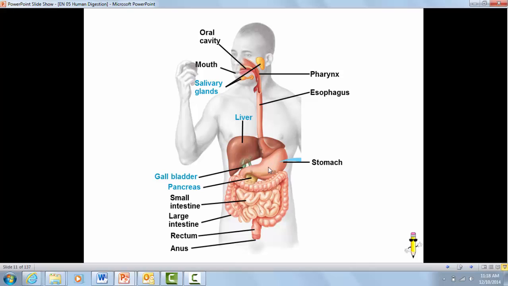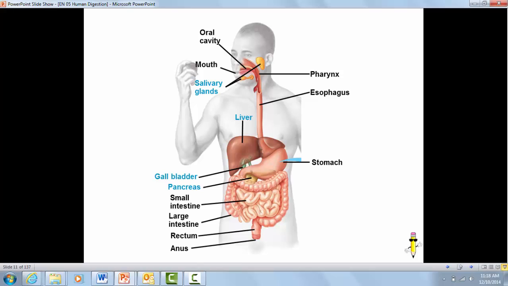Inside the stomach is where a lot of chemical digestion takes place. Organisms like to use pepsin to digest proteins, and there's also hydrochloric acid there to help kill any pathogens. Food then travels from the stomach to the small intestine, through the small intestine, into the large intestine, and then out the rectum.